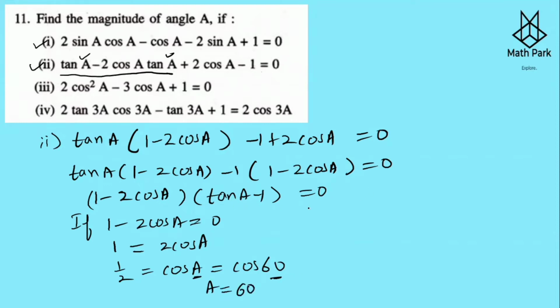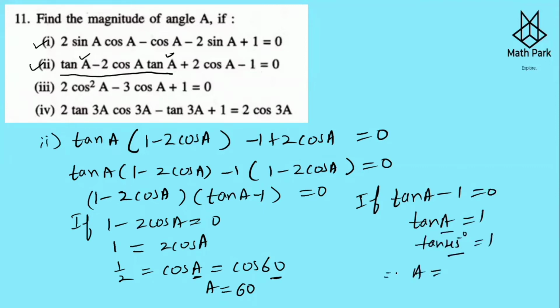Okay. Then if tan A minus 1 is equal to 0, we take this 1 here, we get tan A is equal to 1. We know that tan 45 degree is equal to 1. So comparing these two equations, we get A is equal to 45 degree. So we got two values, A is equal to 60 or A is equal to 45, for question number 2.